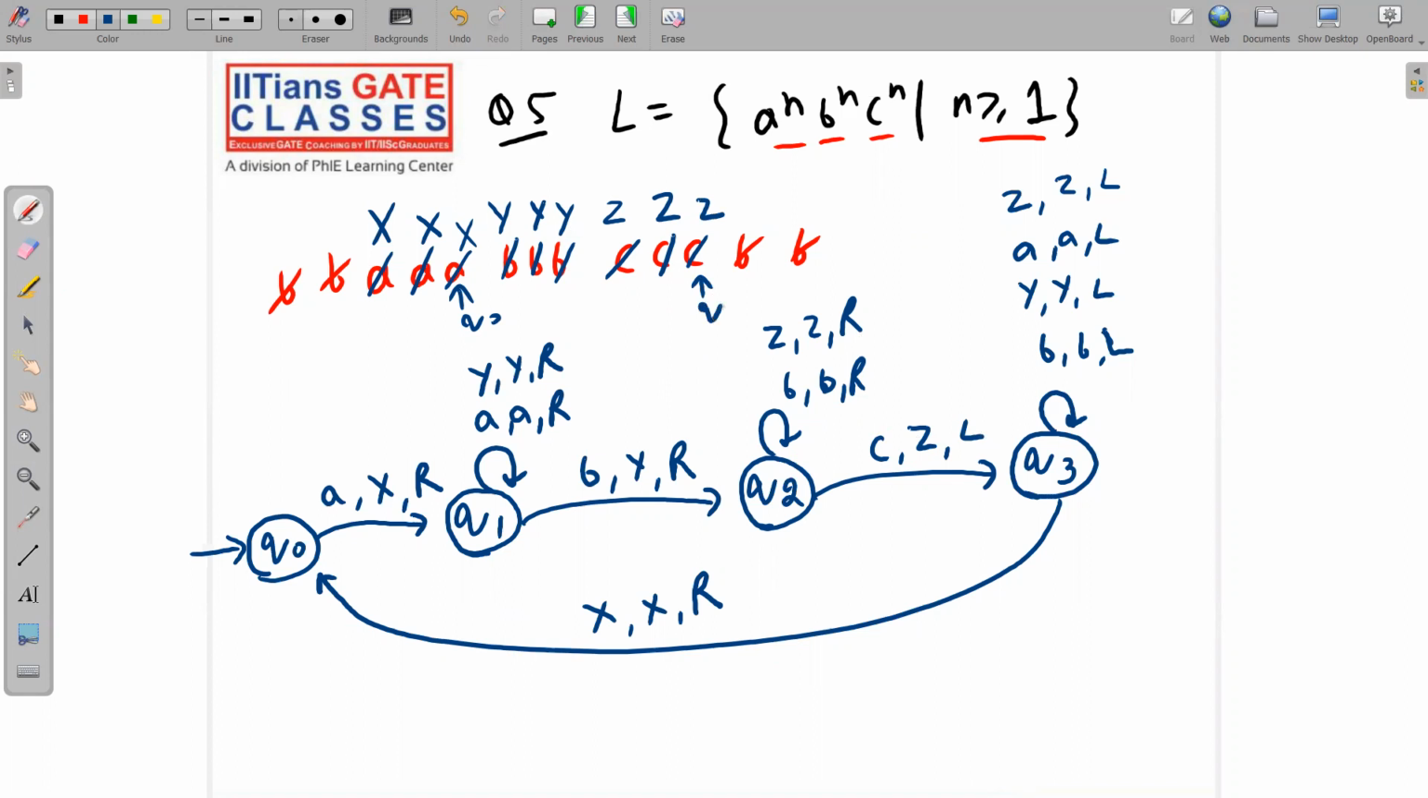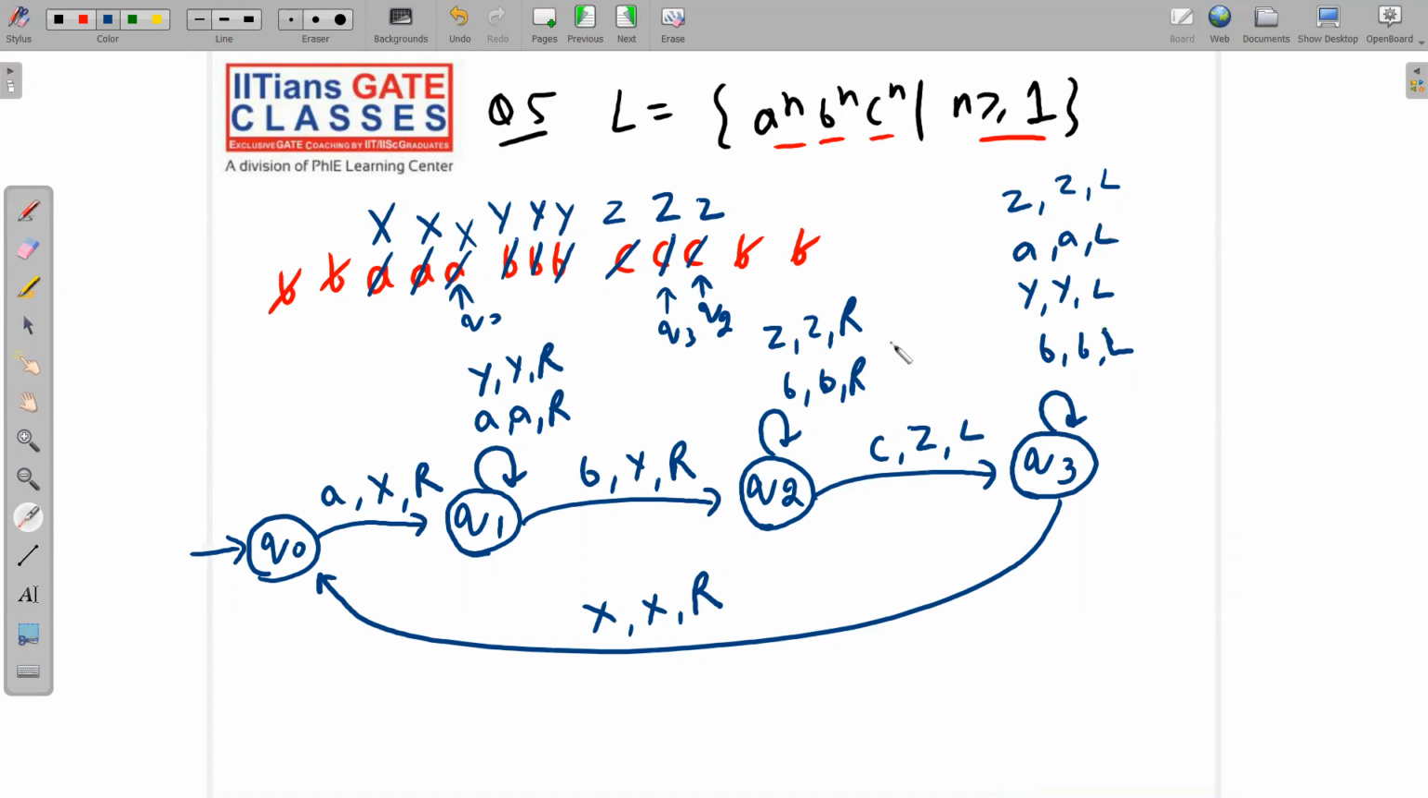So here we were here with Q2 now. Q2 has made this C as Z and moved towards the left, so the state will be Q3. As soon as the reader head moves one symbol to the left, the state will be Q3. So now Q3 will ignore all the Z's. See here carefully. Q3 will ignore all the Z's. Q3 will ignore all the Y's.